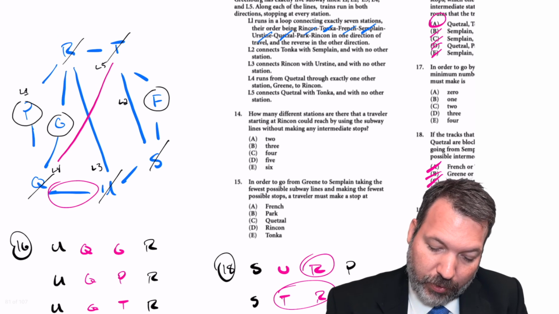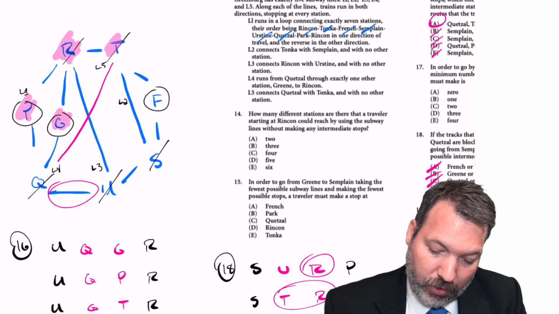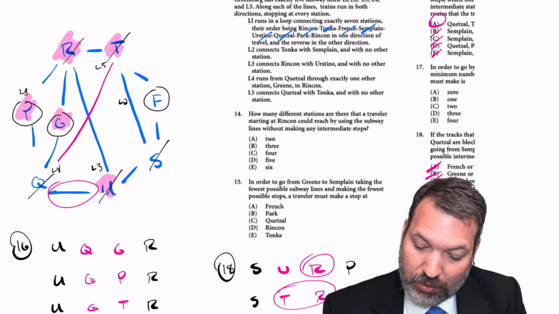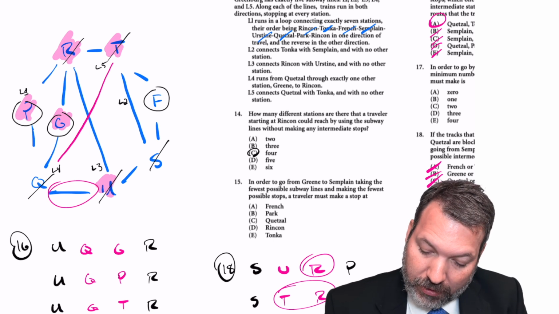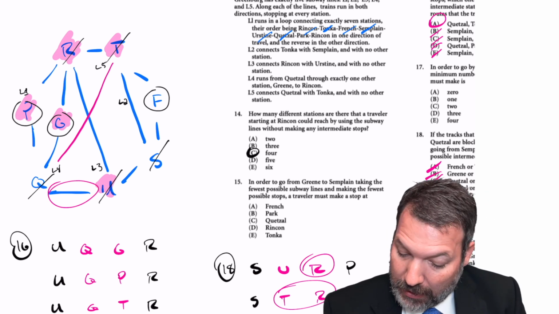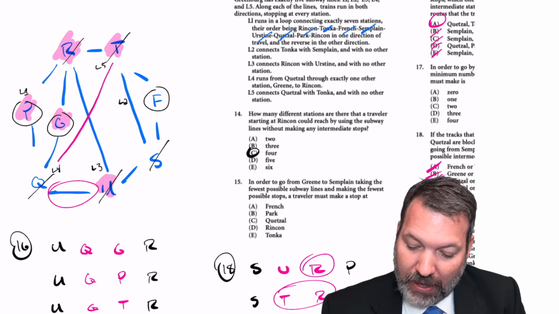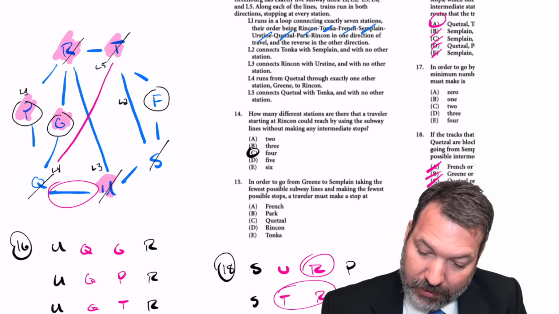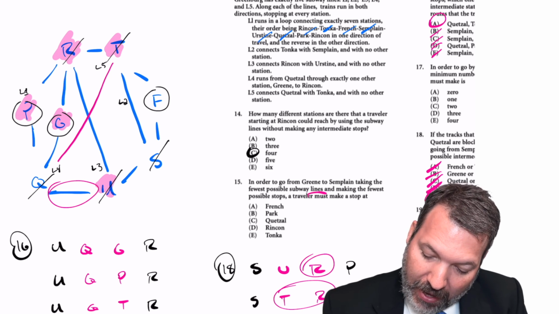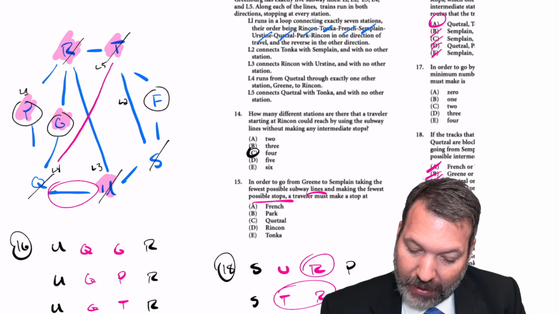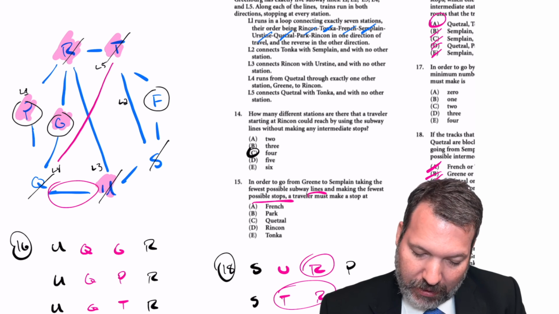Okay, pretty straightforward here. R connects to 1, 2, 3, 4 other stations without any stops in between. And so that should be answer choice C. 14 is C. 15, in order to go from G to S, taking the fewest possible subway lines and making the fewest possible stops, a traveler must stop at blank. Let's see, G to S.